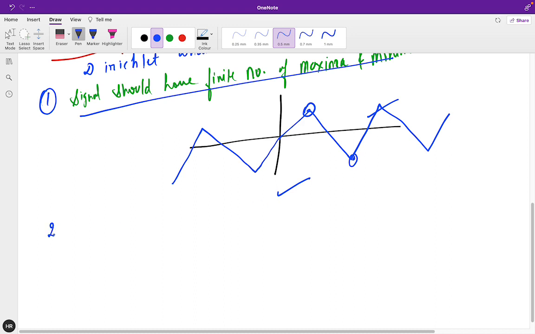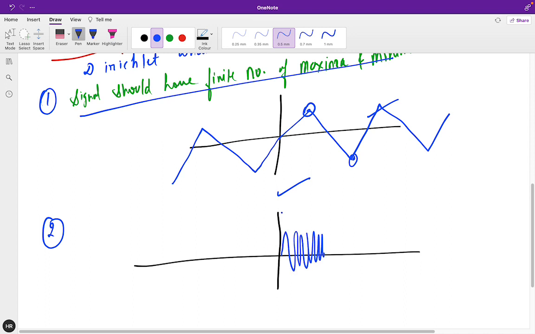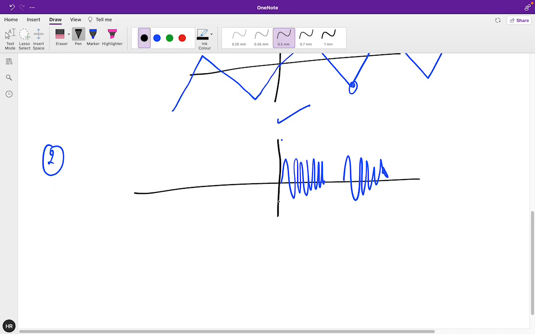Okay, what about this case? Example number 2, if I give you a signal like this. In this kind of case, Fourier series expansion is not at all possible. Why? Because there is no finite number of maxima and minima, and this kind of signal is not even a periodic signal. So Fourier series expansion is not possible, because there is an infinite number of maxima and minima.